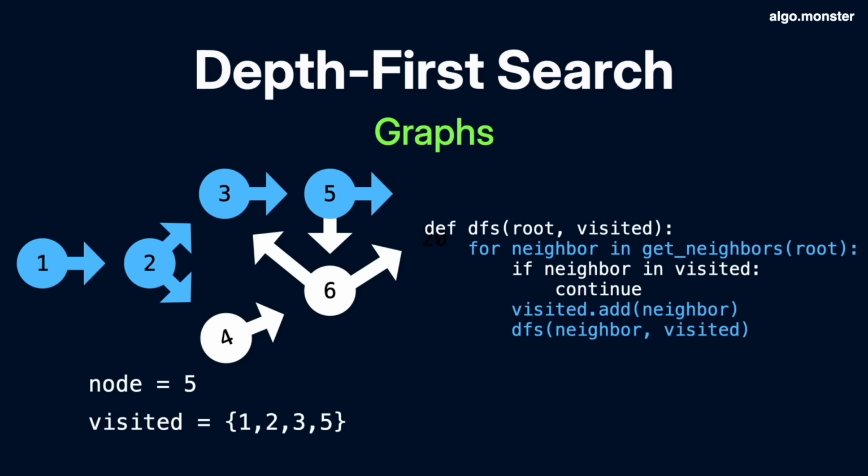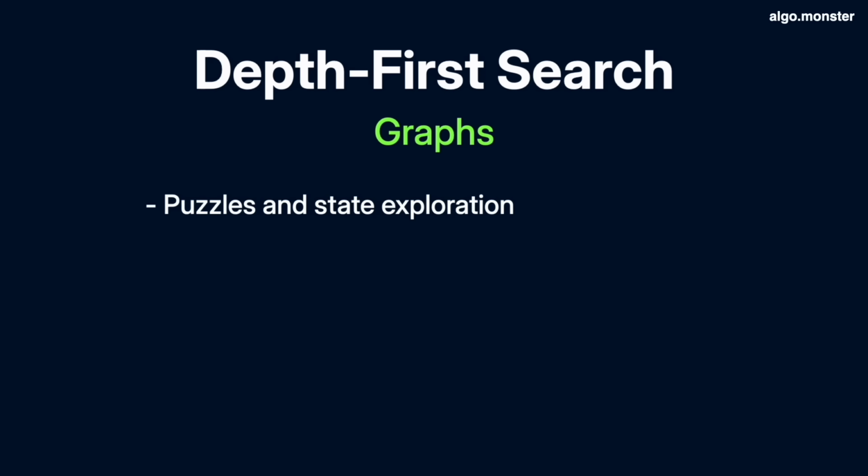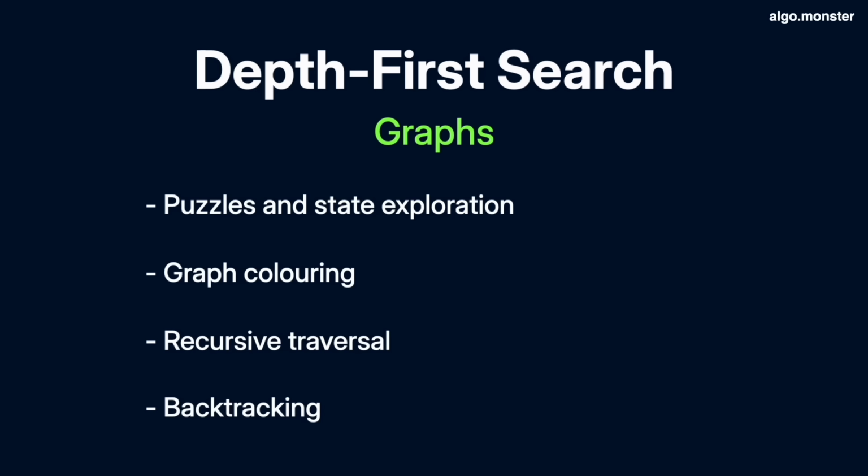This is where graph DFS differs from tree DFS. There's no parent-child assumption. You must manually avoid cycles, and you might visit the same node from multiple paths unless blocked. The visited set is what guarantees each node gets visited exactly once, and that you don't enter infinite recursion. DFS is especially powerful for problems involving puzzles and state exploration, graph coloring, recursive traversal, backtracking, which we'll cover later. Just remember, the presence of cycles is what separates trees from graphs in DFS logic. That's why visited is required here.